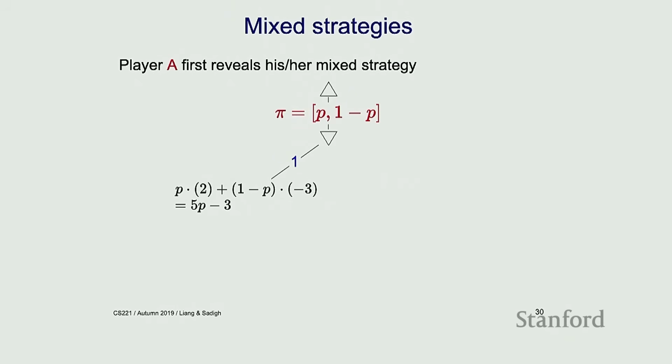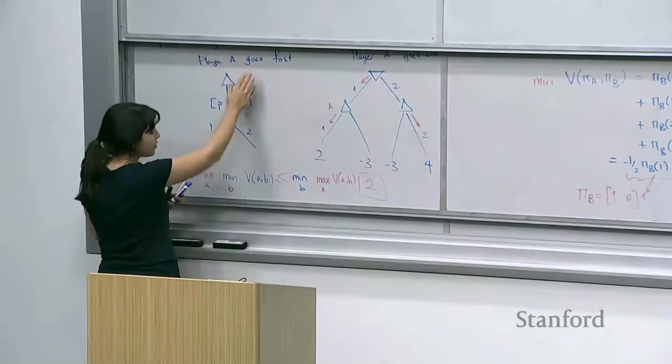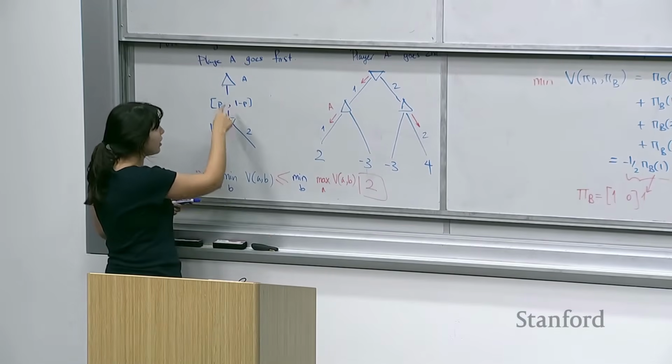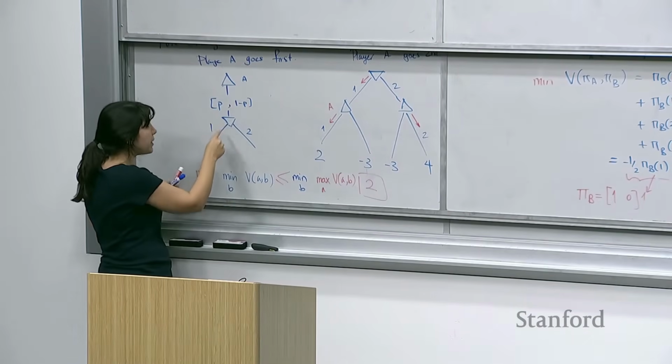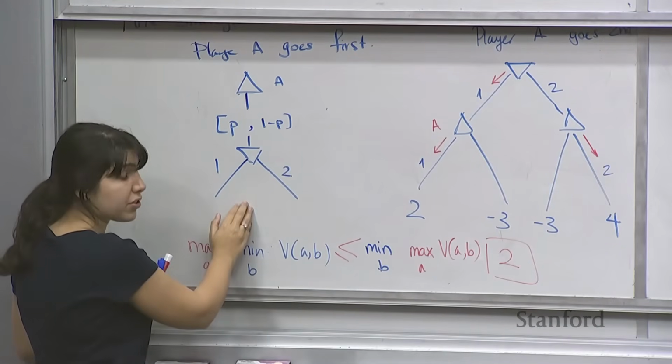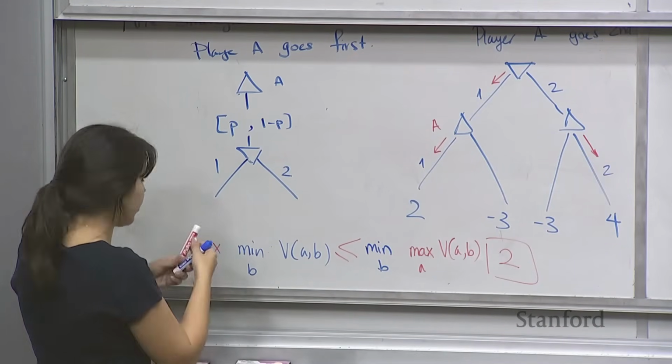All right, so we have the setting where player A goes first. Player A is following a mixed strategy with P and 1 minus P. Player B is going to follow a pure strategy, either 1 or 2. I don't know which one, right?